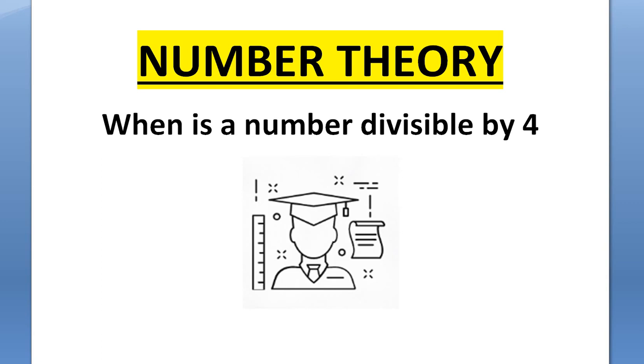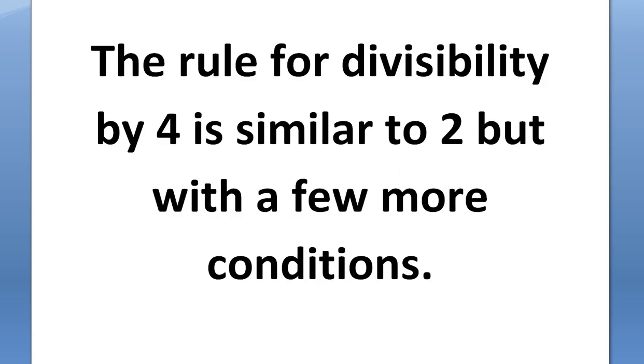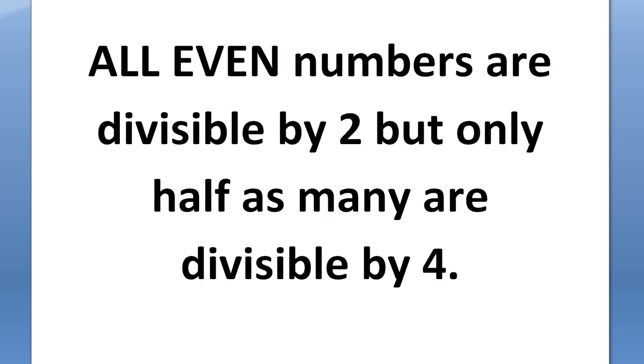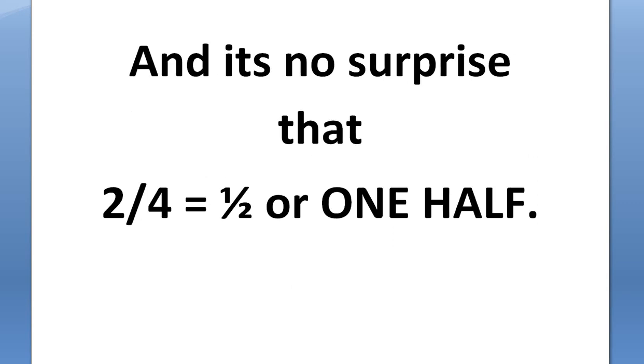So when is a number divisible by 4? The rule for divisibility by 4 is similar to 2, but with a few extra conditions. All even numbers are divisible by 2, but only half as many are divisible by 4. No surprise that 2 over 4 equals a half, 1 over 2.